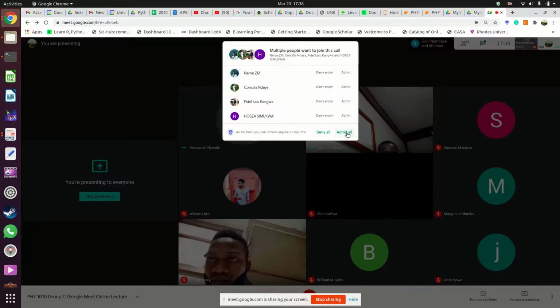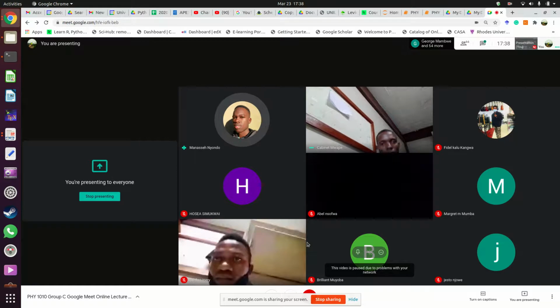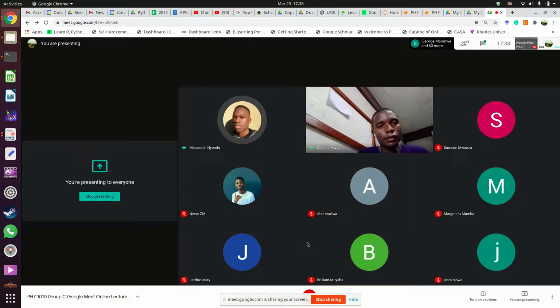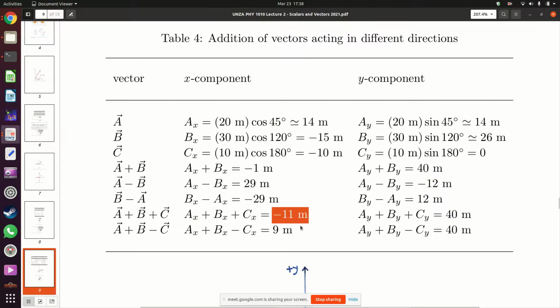I have a question, sir. Yes. Where do you find the resultant vectors after adding? Since, for example, there is negative 11, which direction does it point to? Negative 11. Which negative 11? The one we found when we added ax and bx, yeah, that one.